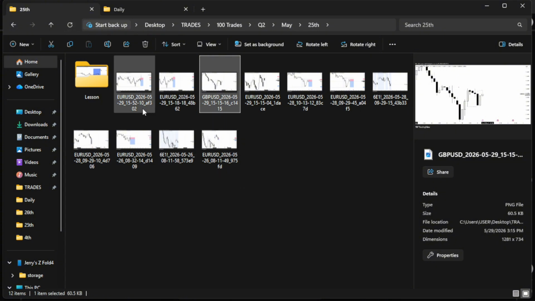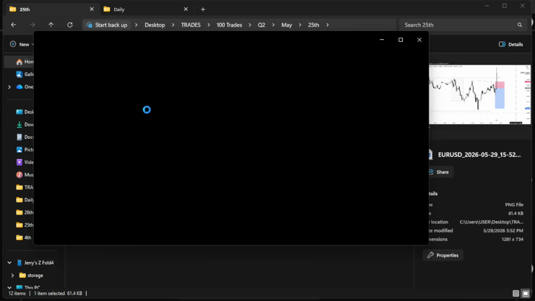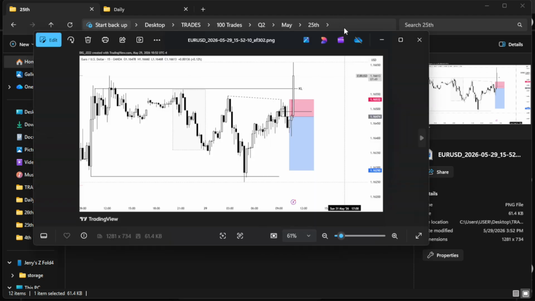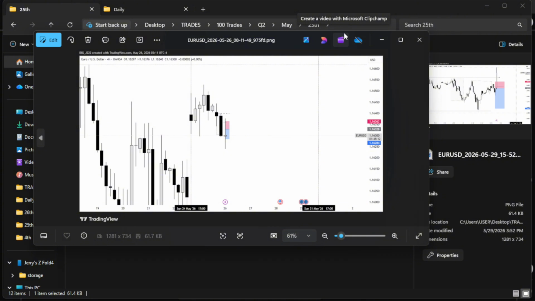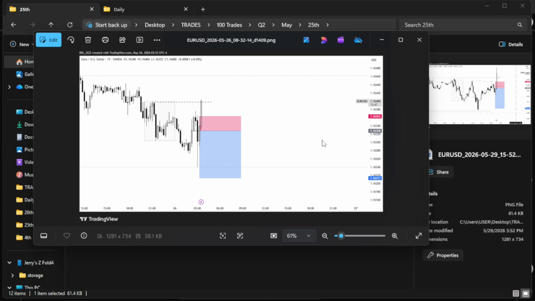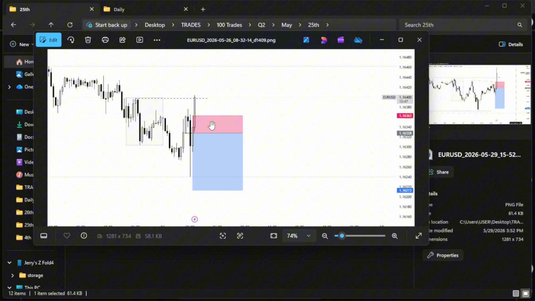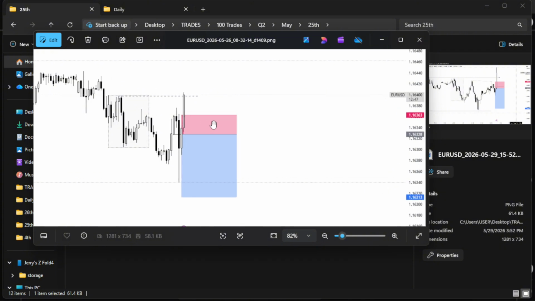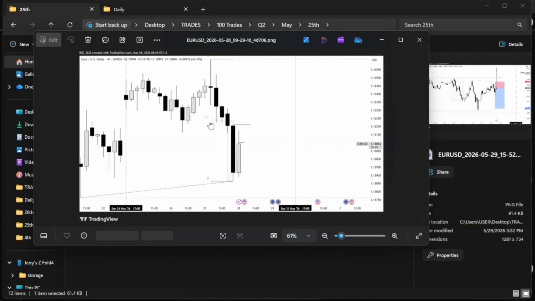So where is the first? Yeah, my first execution was on Tuesday. As you can see, Euro USD didn't take out this high, but on this Euro futures, the high was taken. I executed and it resulted in a stop loss. That was my first trade on Tuesday.